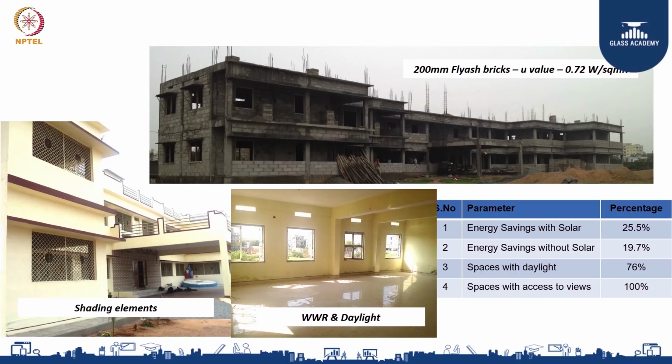In terms of usage of materials, we did not want to use regular brick because we had opted for fly ash bricks, because the thermal properties of these bricks are much better than regular bricks. Regular brick could be anything around 1 watt per square meter Kelvin, whereas the U value of fly ash bricks is about 0.72 watts per square meter Kelvin.